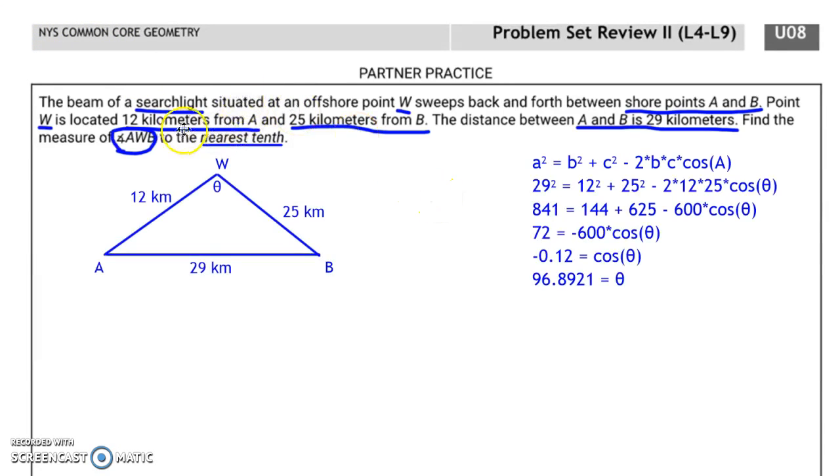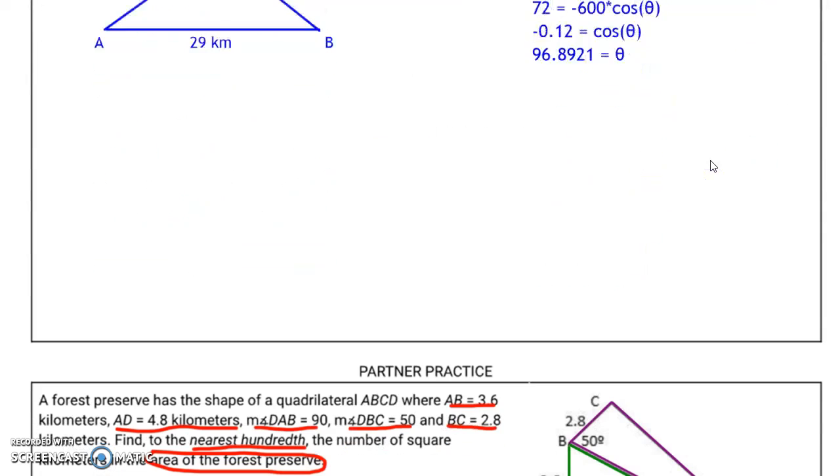All right, for these word problems, always very important to draw a diagram. Once you draw this diagram, the searchlight sweeps between A and B. 12 and 25 are our distances, and 29 is our opposite distance. Then you can see that we're going to use the cosine law. That should be the answer there.